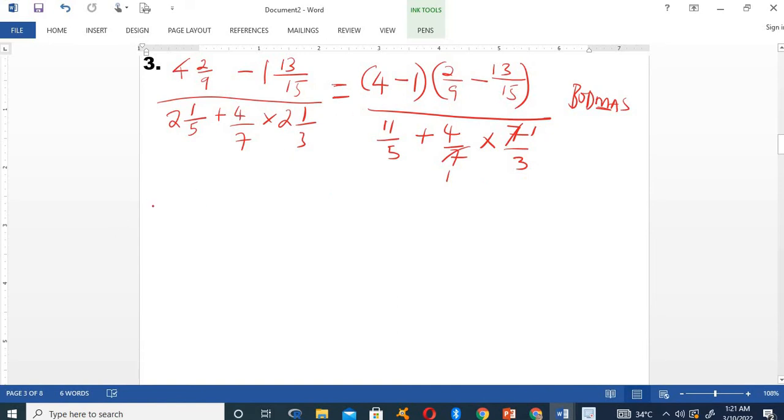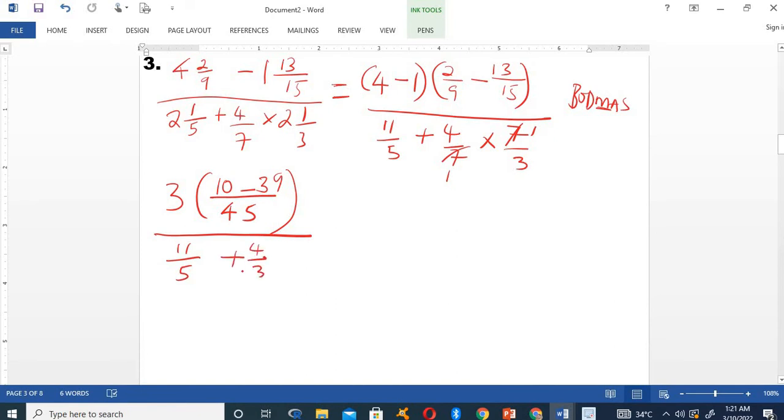So let's start with this bracket. I have 4 minus 1, which is 3. Okay, so the next, the LCM of 9 and 15, which is 45. Okay, if I divide 45 by 9, I have 5 times 2, I have 10. Okay, minus 45 divided by 15 is 3 times 13, I have 39. Okay, that's for the numerator.